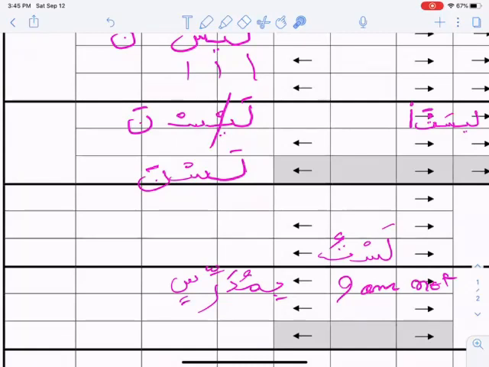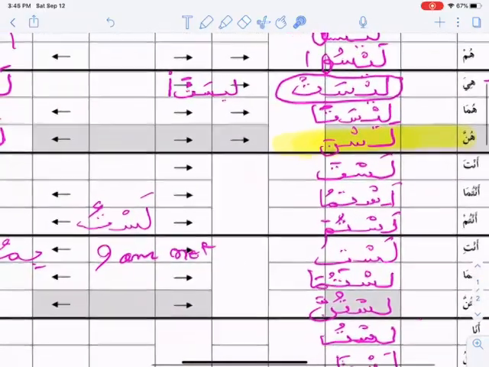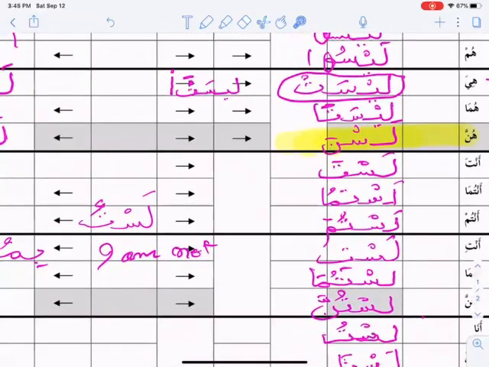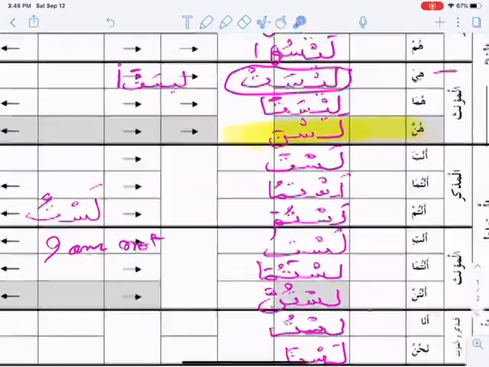Ta is for anta, antuma, antum, and ti is for feminine, antuma, antunna, and tu is for I, and na is for we. So we say here, once you come here, my brother and sister, then how is it? Lasta, lastuma, lastum, lasti, lastuma, lastunna, lastu, lasna. So this is what I said to you.